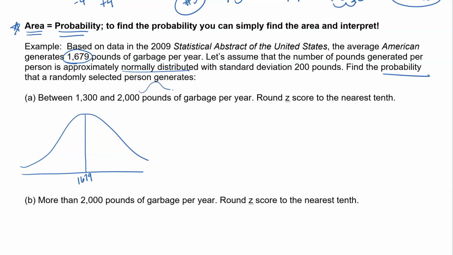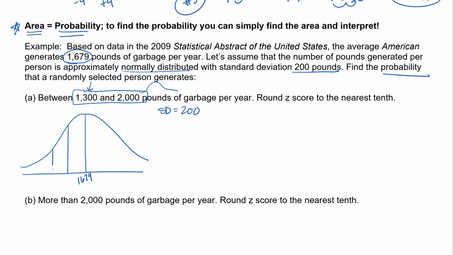So that means we can draw this curve and use our table. And it has a standard deviation of 200 pounds. Okay, find the probability that a person generates between 1,300 and 2,000 pounds. So you're going to need to figure out where those are on the table. Now, if 1679 is in the middle, 1,300 is less than that.